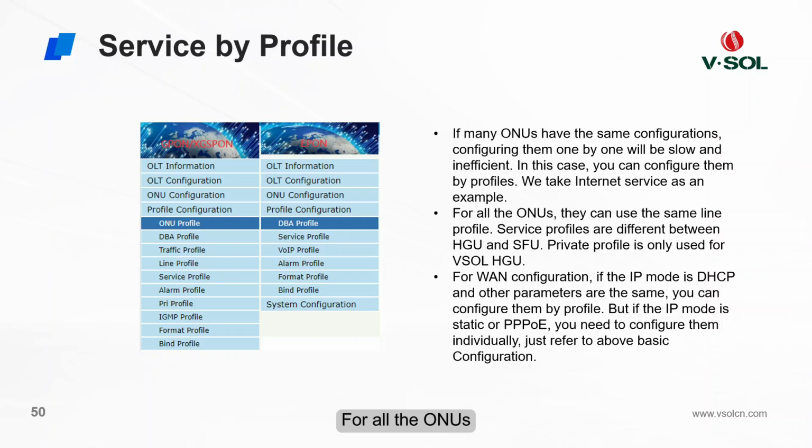For all the ONUs, they can use the same line profile. Service profiles are different between HGU and SFU. Private profile is only used for VSOL HGU. For one configuration, if the IP mode is DHCP and other parameters are the same, you can configure them by profile. But if the IP mode is static or PPPoE, you need to configure them individually. Just refer to the above basic configuration.